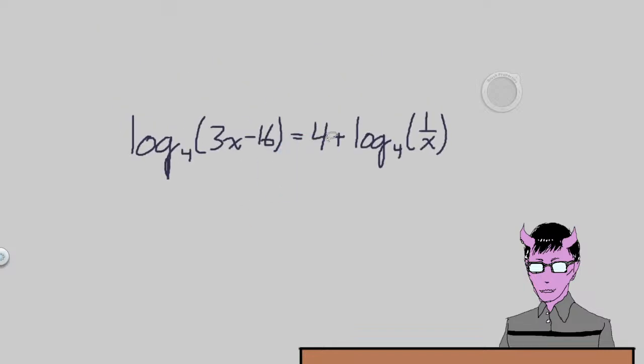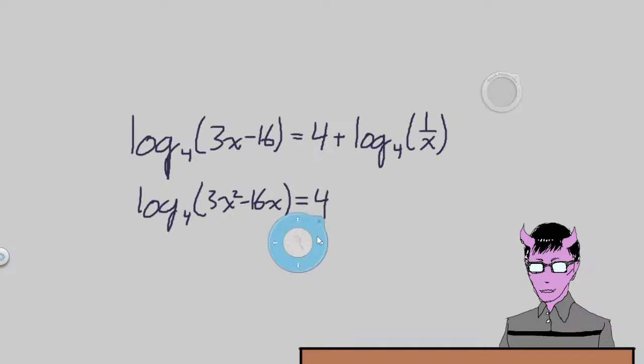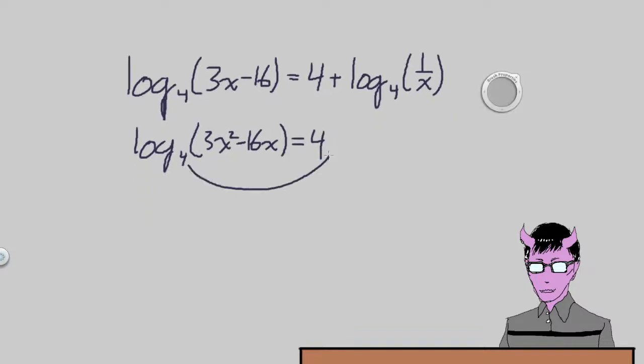All right, let me quick speed run through this problem. Let me think about this. VOD watchers are just going to simply skip this part, but let me just go over this one. Same strat. Move it over, but it'll be a minus minus, so it's plus, so it's times, so it's going to be 3x squared minus 16x is equal to 4 to the power of 4, that's really bad.